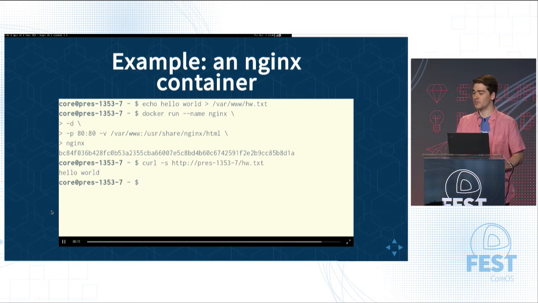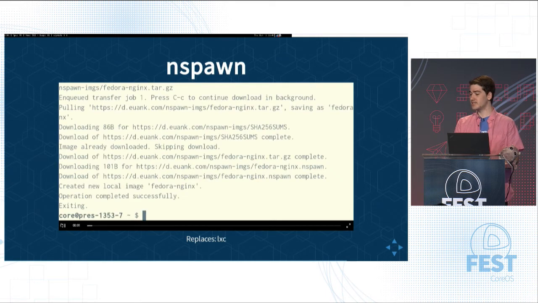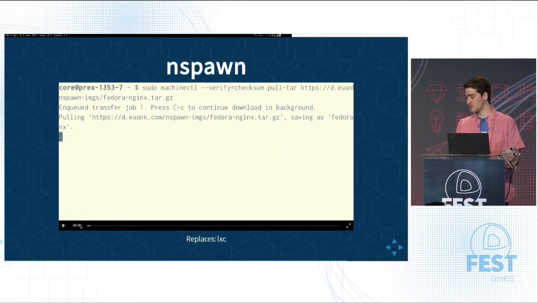Okay, cool. What about with systemd? Well, with systemd, you actually have a container runtime too. Systemd ships nspawn, which is a container runtime. I'd argue it replaces LXC. Some people might disagree. This has a lot of the features that you might expect of a container runtime. For example, the first thing I do here is I type machinectl pull-tar. Sounds maybe a little bit like docker pull.